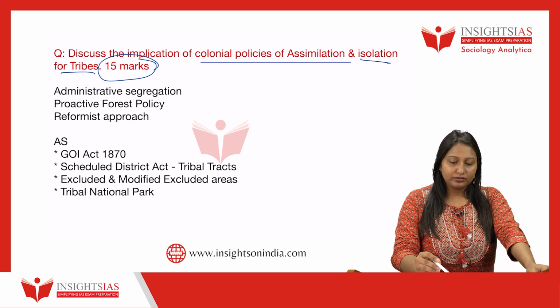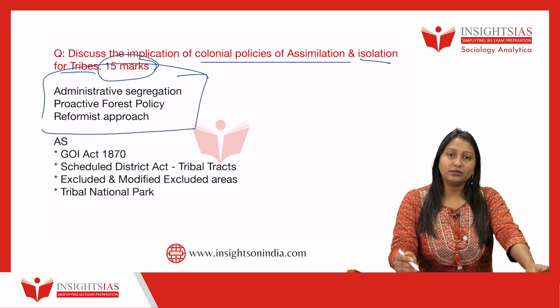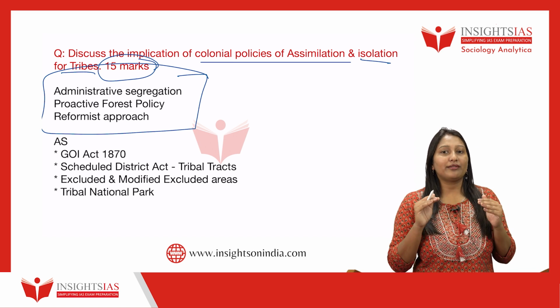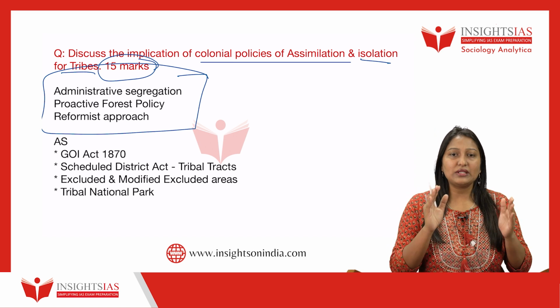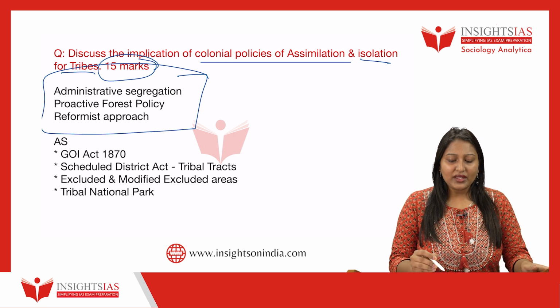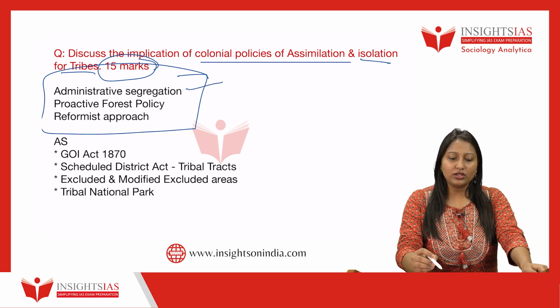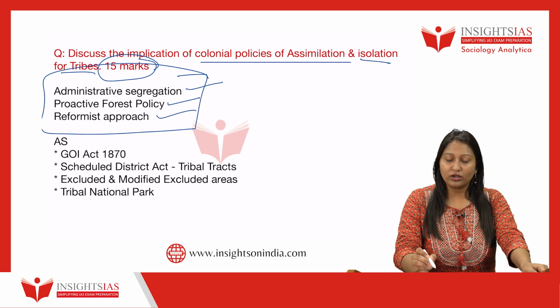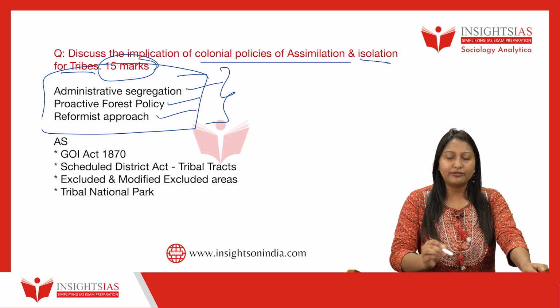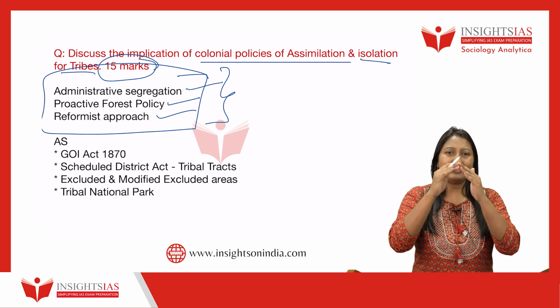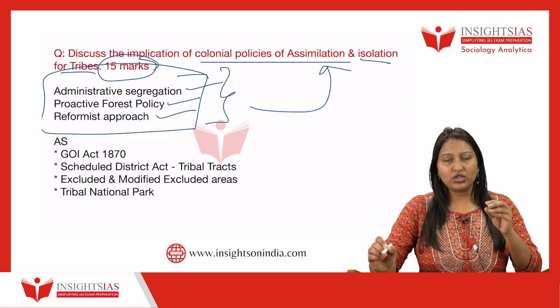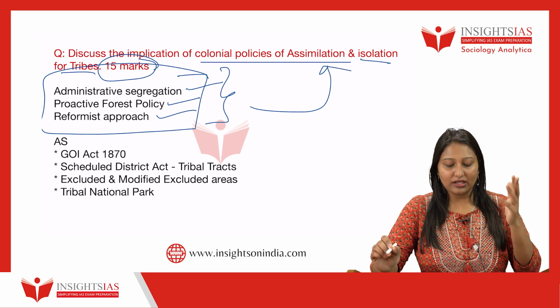Okay, so you must be knowing that the colonial policies of assimilation and isolation of tribes can be divided into three sections. That is, one is administrative segregation, next is proactive forest policy, the third is reformist approach. So these are the three different sections, which talk about the colonial policies of assimilation and isolation.